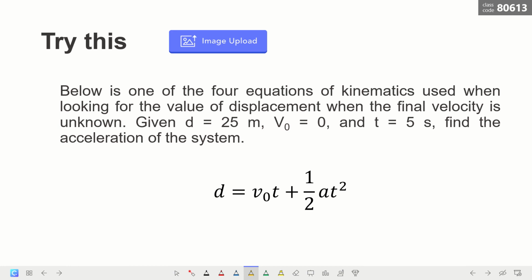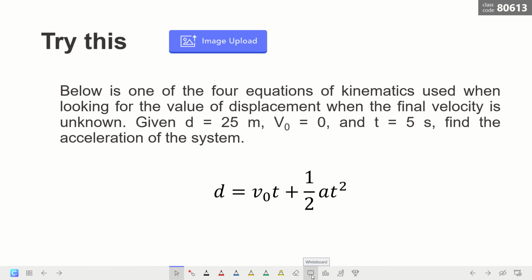Okay, so you may try this. As your activity, you may try this and then go back here and play this again after answering, so you can see your answer. Our problem below is one of the 4 equations of kinematics used when looking for the value of displacement when the final velocity is unknown. Given the following information: distance equal to 25 meters, initial velocity equal to 0, and time equal to 5 seconds. Find the acceleration of the system.